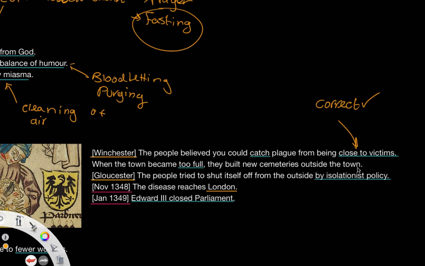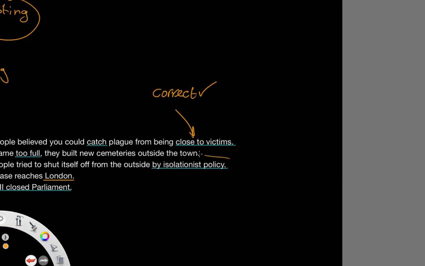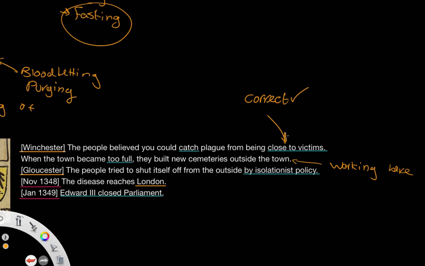However, people in Winchester believed it. However, instead of trying to find ways of getting away from the victims of the disease, because the people in Winchester had already caught this disease at this point, people decided that when it became too full, they would build cemeteries outside of the town, okay? However, the people working at these cemeteries outside of the towns would simply become prone to the disease and then go back into the town and be prone to spreading the disease further, okay?